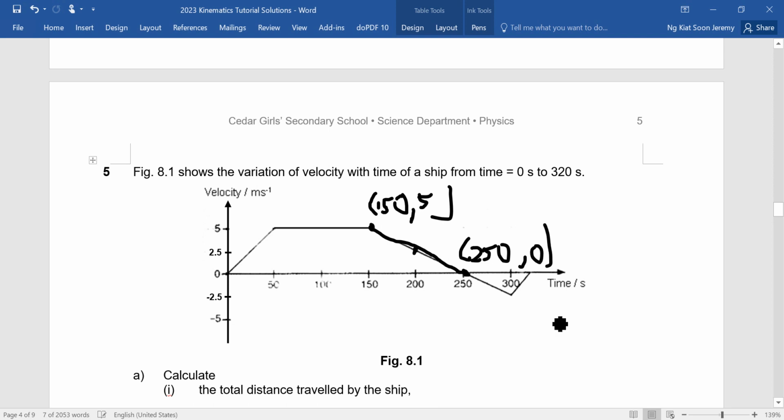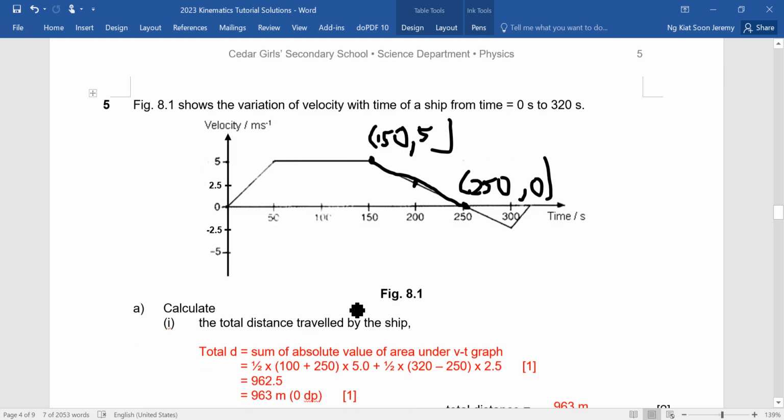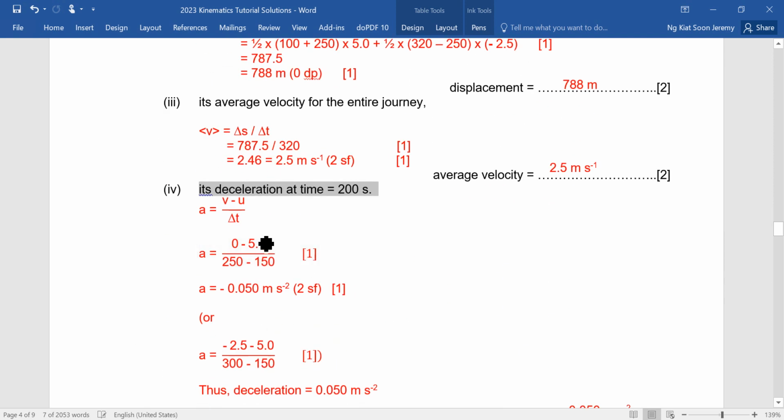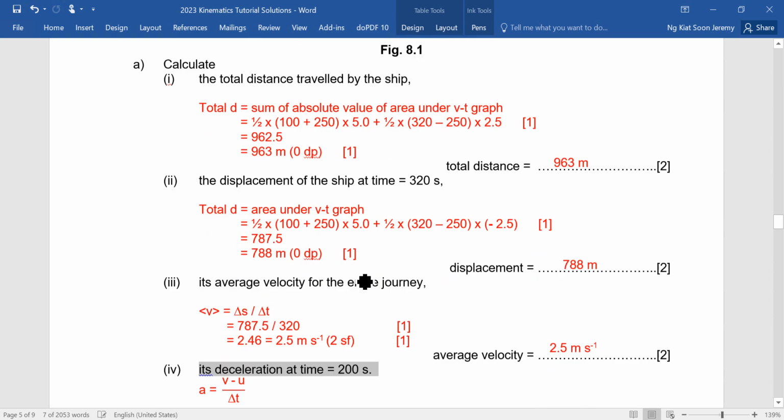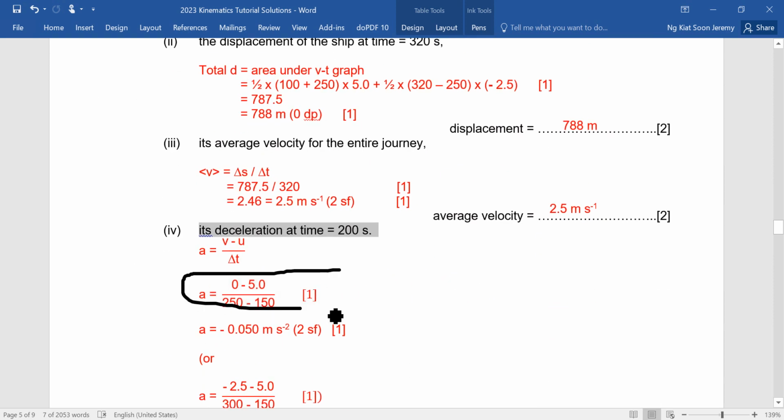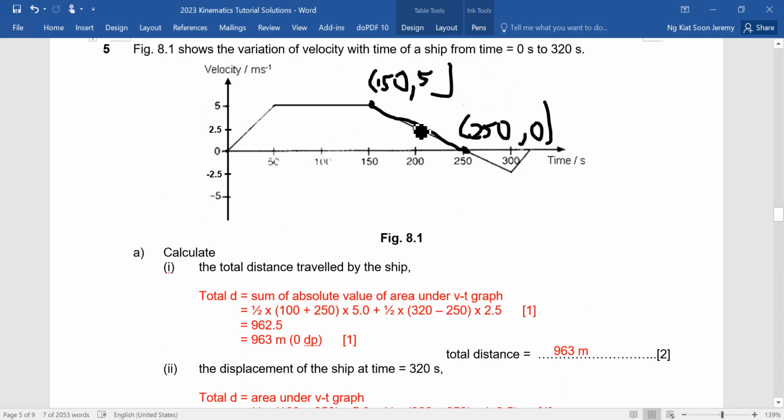Normally when I find gradient, I take y2 minus y1, 0 minus 5, divided by x2 minus x1, which is 250 minus 150, and I believe that's how they calculated here, right? 0 minus 5, 250 minus 150. So that's how they calculated acceleration, and you'll find that acceleration is negative, which is correct because can you see that the gradient of this graph is negative?